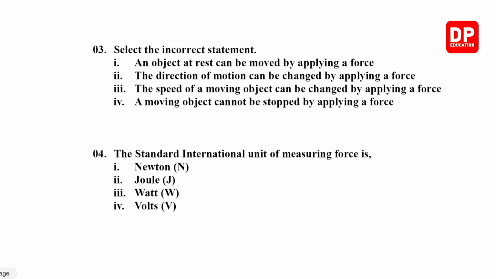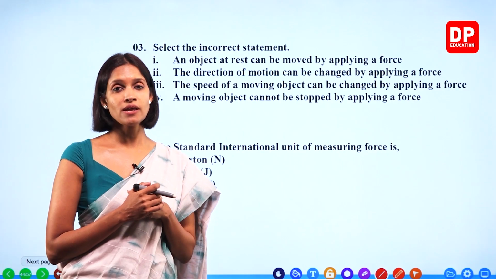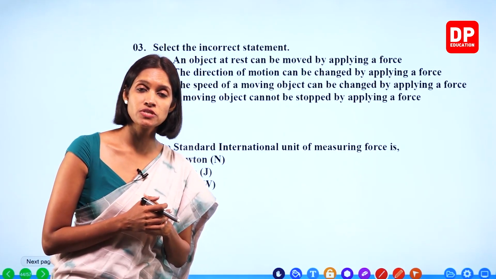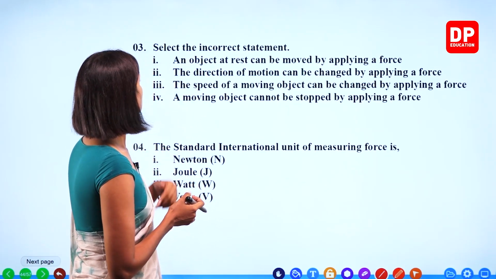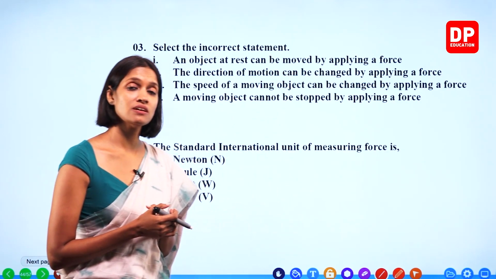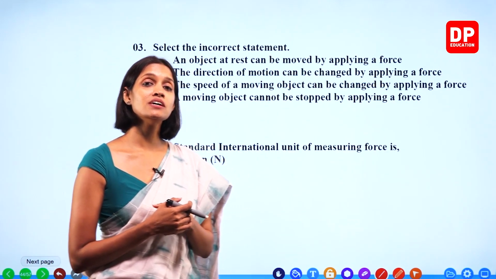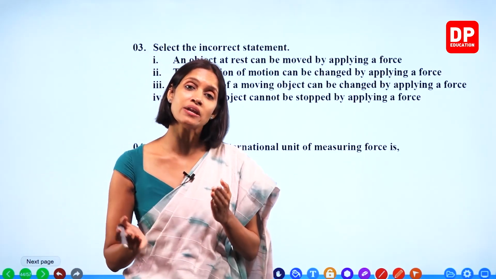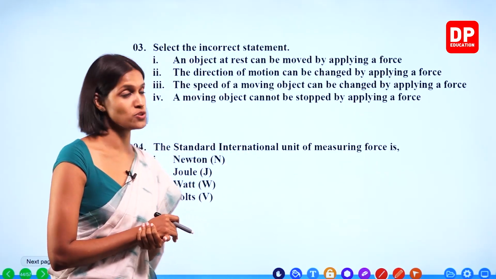Select the incorrect statement. An object at rest can be moved by applying a force. We learn about effects of force. We learned that the object at rest can be moved by applying force. That is correct. The direction of motion can be changed by applying force. In cricket, when the ball is coming towards the batsman, using the bat, he can change the direction of the motion of the ball.